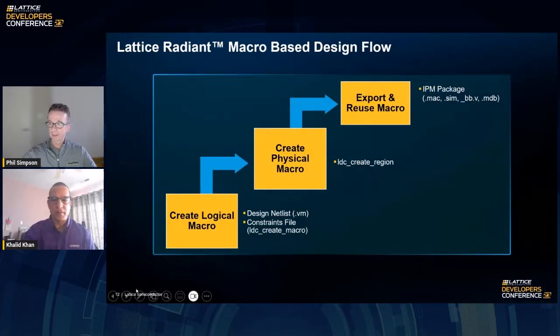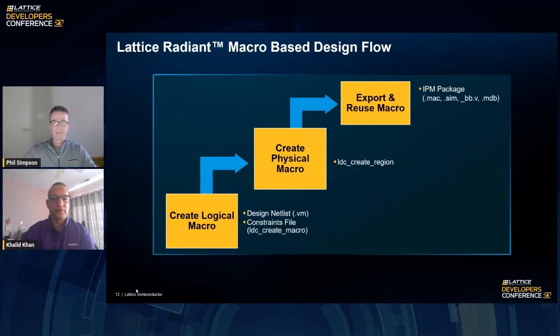So let's look at the actual flow itself in a little more detail. The flow is really quite simple at a high level. As a designer, when you partition the design, you would define effectively the macro, which would be the partition of the design. You would start by creating a logical macro. Simplify will generate the .vm or the design netlist based on the RTL for the macro, along with the constraints files for the Radiant software.